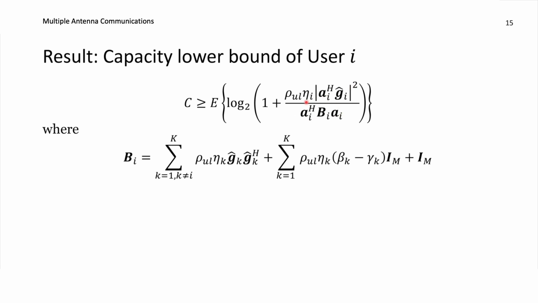And in the denominator, we can put all of the terms in the matrix B_i, that contains the summation over all of the other users' channel estimates with outer product, and the power that each of them are transmitting with. And here we have the estimation error for all of the users, including user i. And here we have the covariance matrix coming from the noise. And then in all of these terms, we should multiply with A_i Hermitian from the left hand side and A_i from the right hand side. So that's why we can write it here as a matrix B_i that contains all the terms, and then we have A_i multiplied from both sides. So this is the capacity lower bound for user i.